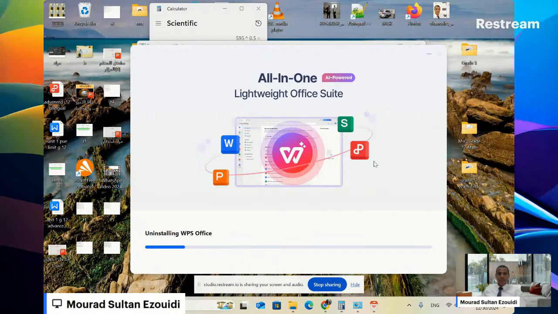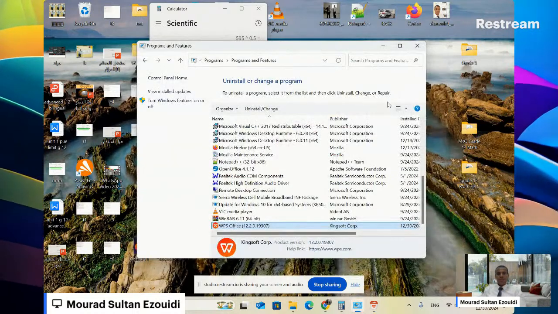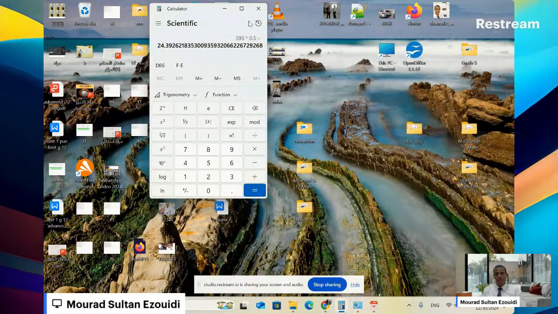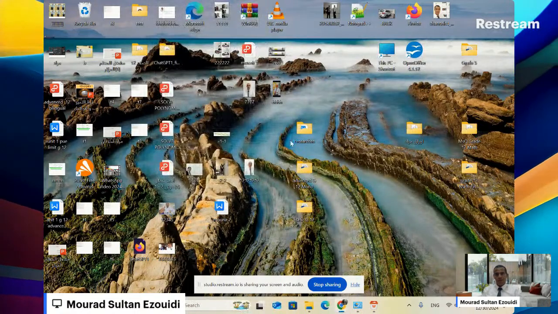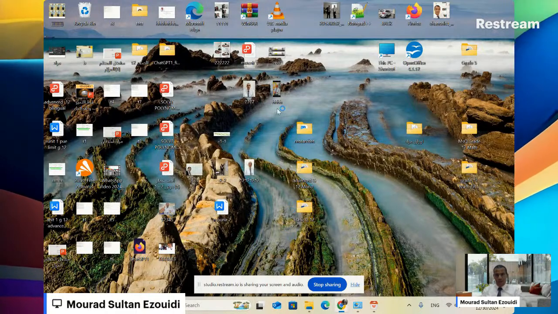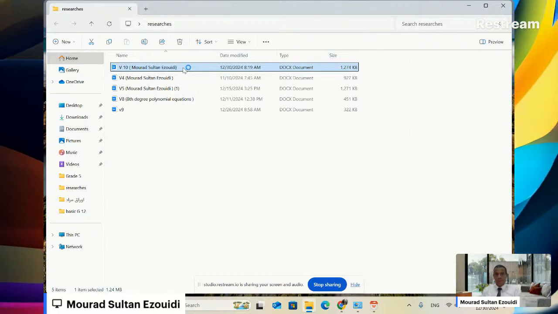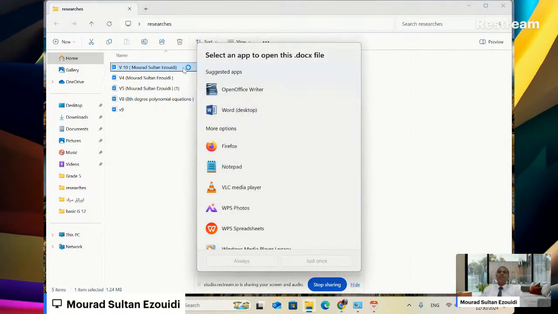Okay, so let's install this. Then I'm going to do it again. I'm waiting for this application to install, and then we'll see. So it goes. Now I'm going to use this one, highlighting this.